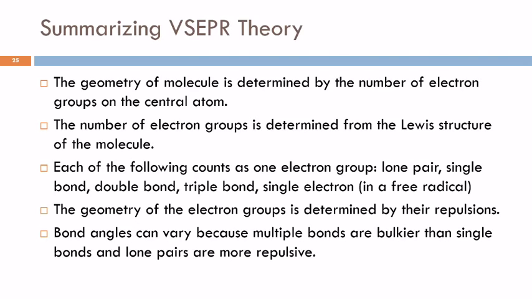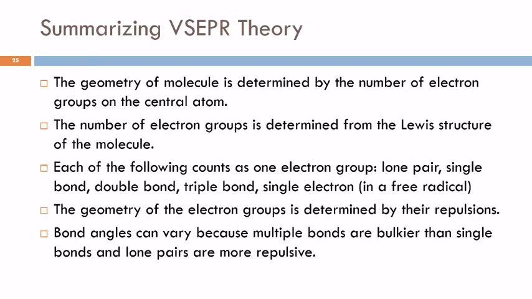Summary of VSEPR theory. So the geometry of the molecule is determined by the number of electron pairs, not pairs, electron groups. Electron groups on the central atom. We don't care about the lone pairs that are on other atoms. We figure out the number of electron groups by looking at the Lewis structure. You have to be able to draw a Lewis structure. These are the groups. They each count as one group. A lone pair, a single bond, a double bond, a triple bond, or a single electron in a free radical. That would be an unpaired electron.